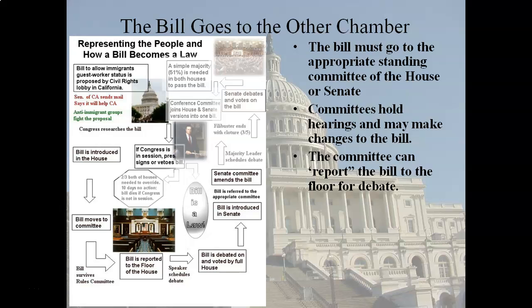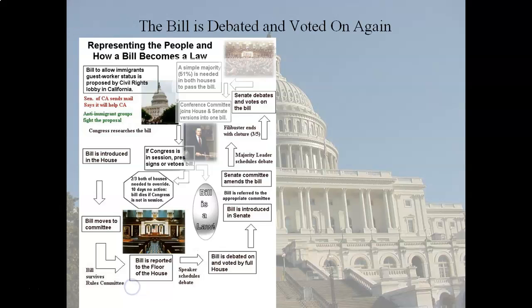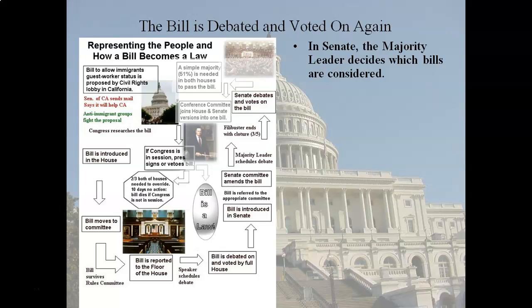Once it gets through the committee process in the second chamber, they too will report the bill favorably to the floor of the appropriate chamber for debate. And here's what's going to happen when the bill is debated and voted on again. First of all, remember, in the Senate, it is the majority leader who decides which bills are going to be considered. It's the majority leader of the Senate who has the real political power, not the president of the Senate, not the president pro tem, but the majority leader.